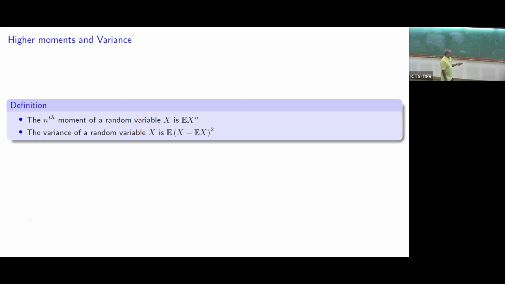And there are also other things, for example, if you look at the expectation of the random variable raised to some power, that is called the nth moment of a random variable. So these are ways to describe or summarize the random variable without giving the whole distribution.